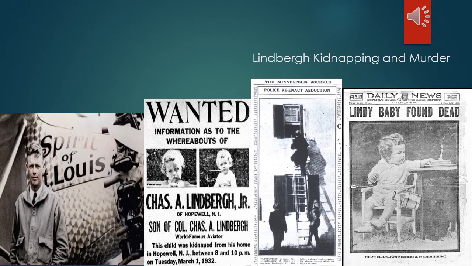A search of the premises was immediately made, and a ransom note demanding $50,000 was found on the nursery window sill. After the Hopewell police were notified, the report was telephoned to the New Jersey State Police, who assumed charge of the investigation.